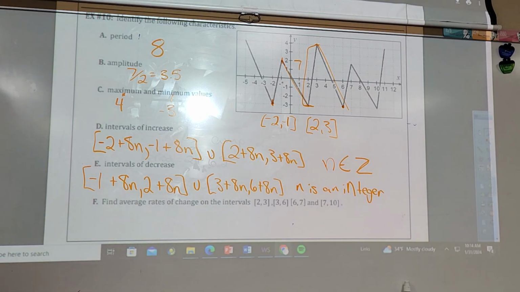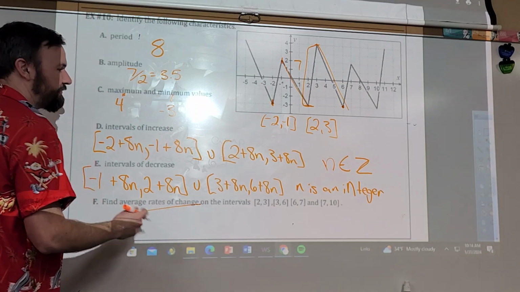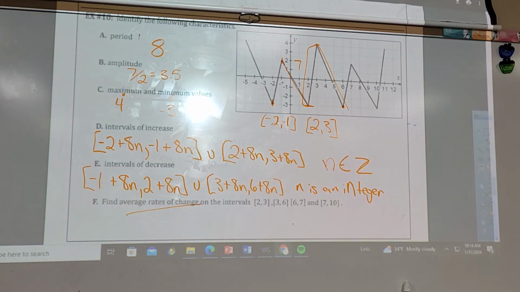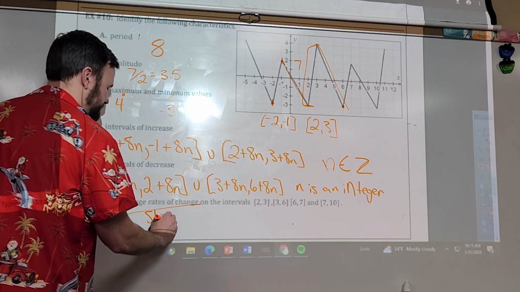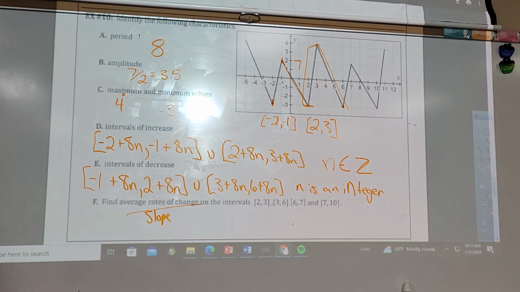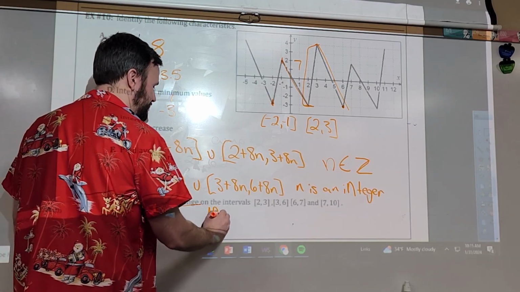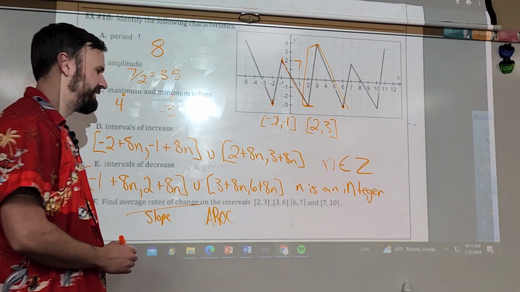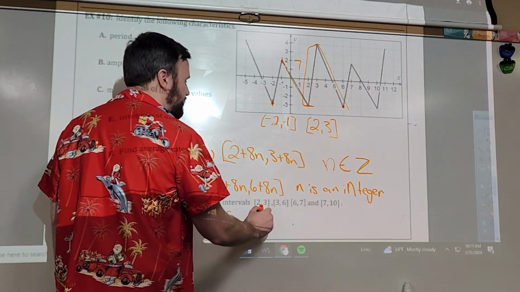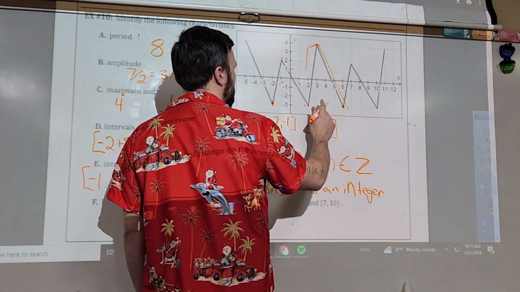Do you guys remember average rate of change? Average rate of change is your f of b minus f of a over b minus a, also known as slope. Find the slope between those two intervals. What did we call it? We used to call it AROC, right? Average rate of change. This is from unit 1, like section 2 or something like that. So what's my average rate of change from 2 to 3? What's my slope from 2 to 3?